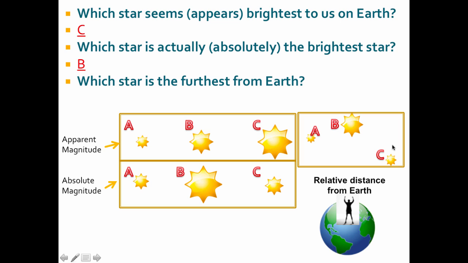So now, let's look at this one. Here's a tricky one. Which star is the furthest from Earth? A, B, or C? Well, the answer is B, because again, it is the biggest, so it's the furthest from Earth.